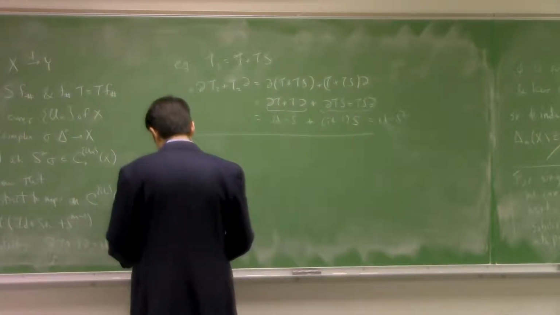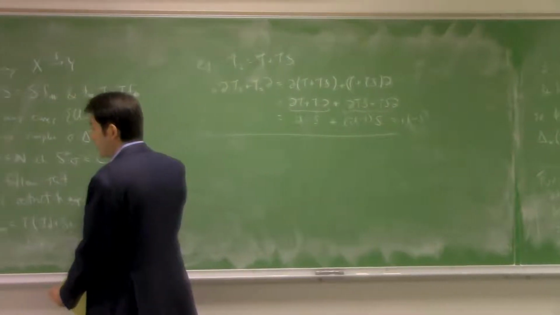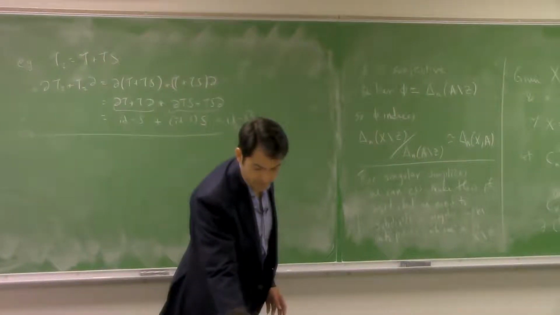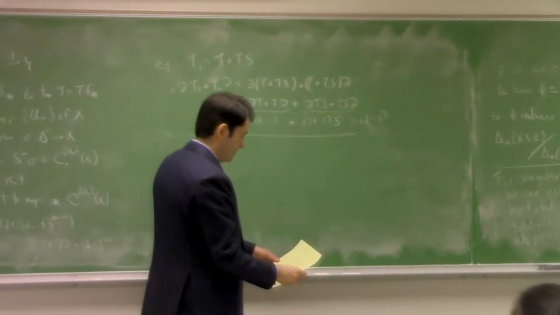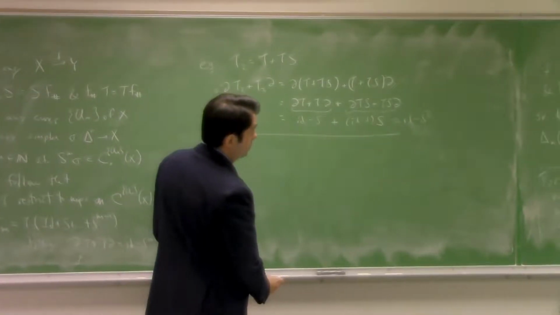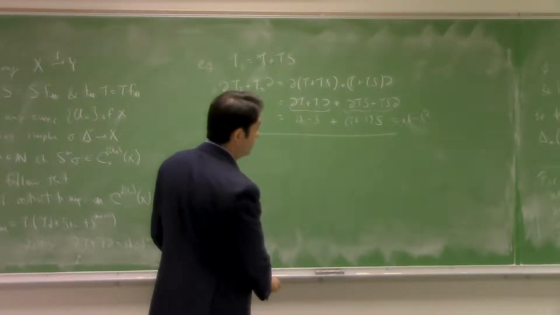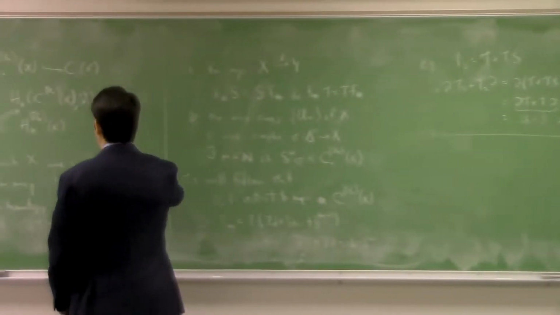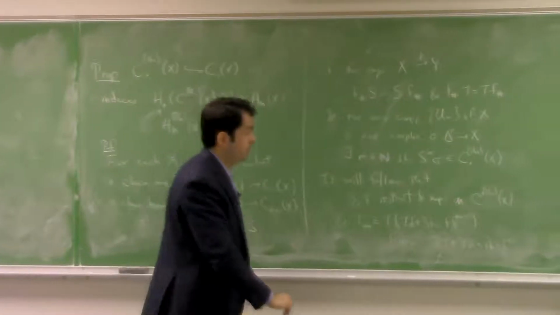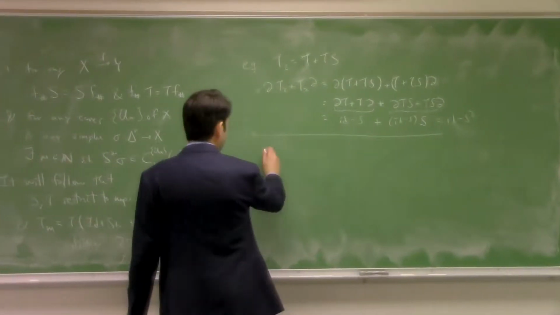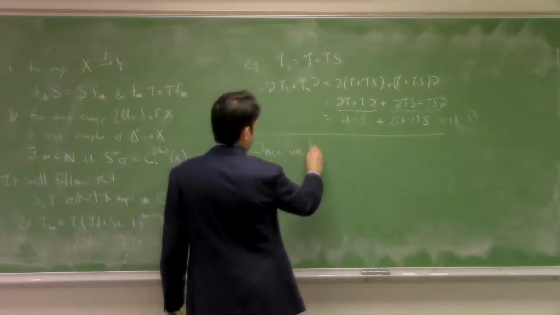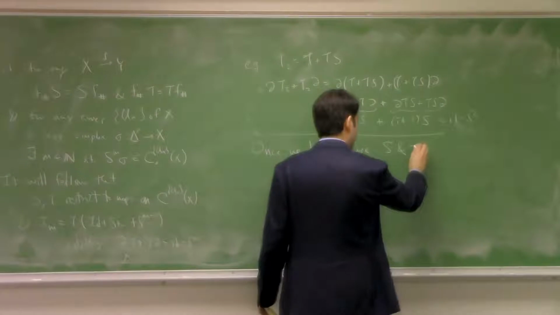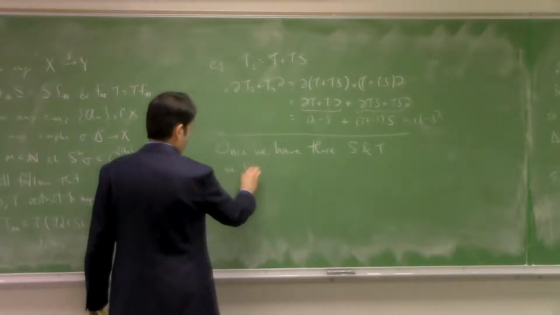Okay, so the key thing is, how do we construct these guys? Well, actually, before we do that, let's check that if we can do this, then we can prove the proposition. Once we have these S and T, we have the proposition.